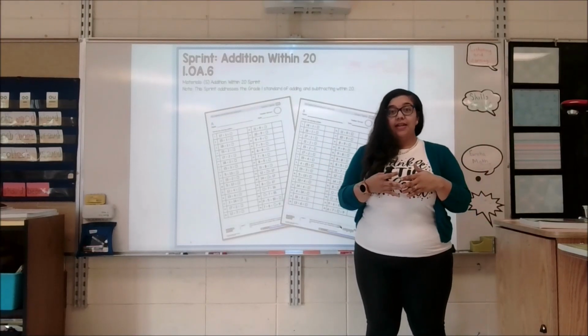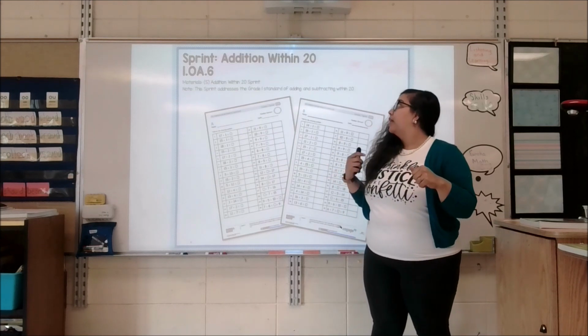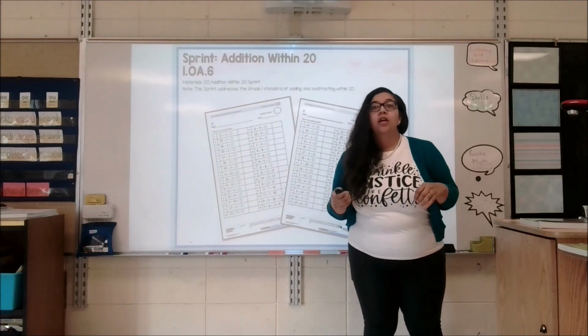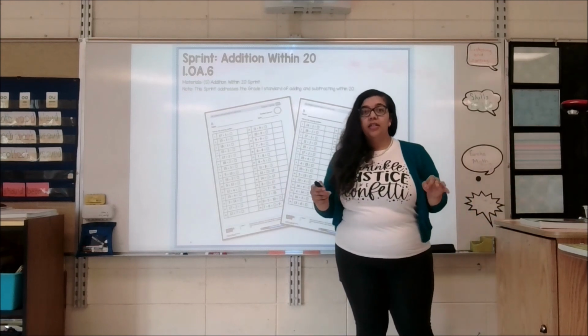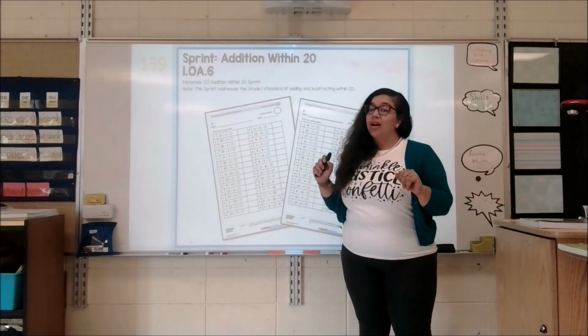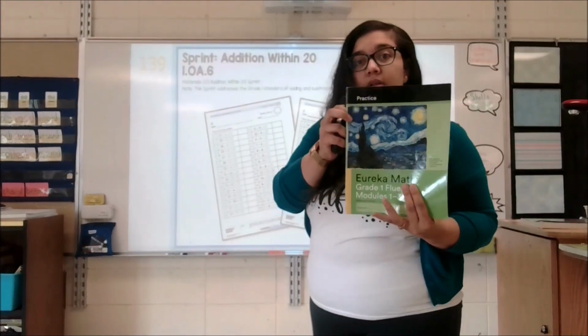To today's lesson, Module 3, Lesson 7. We're going to begin with a sprint, which is addition within 20. So earlier this week we did subtraction within 20. Today we're doing addition within 20. It is on page 139 in your fluency practice book.